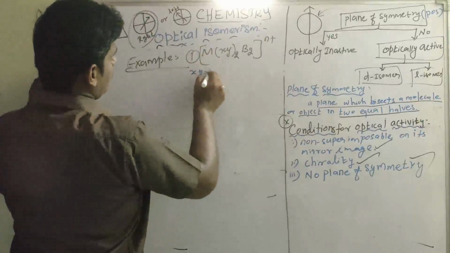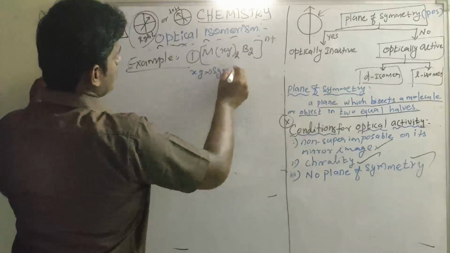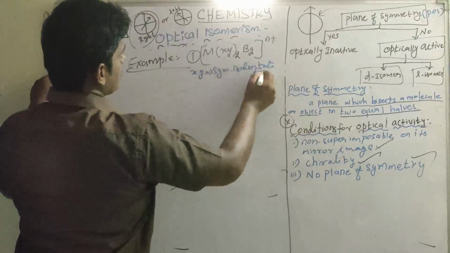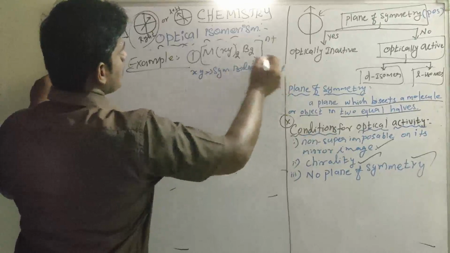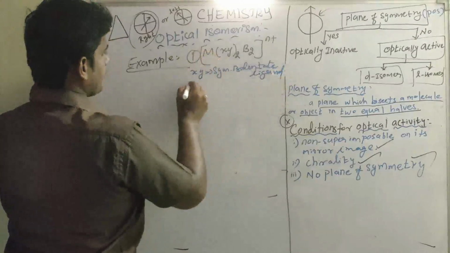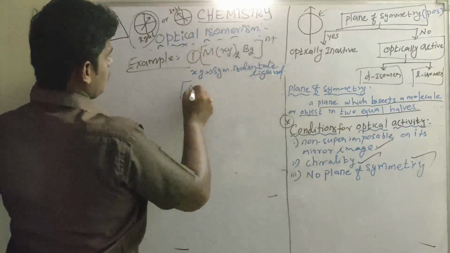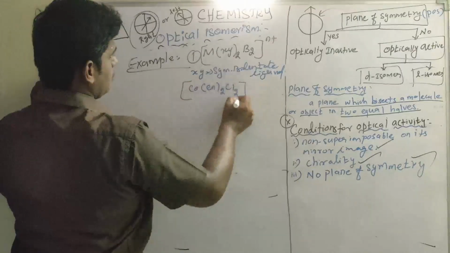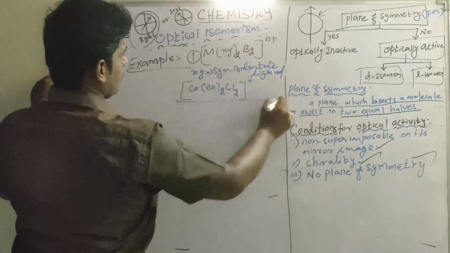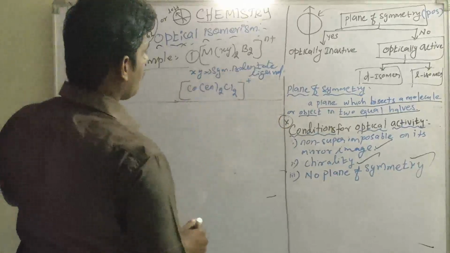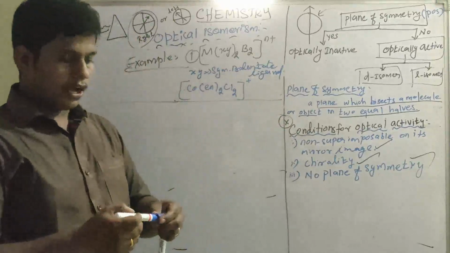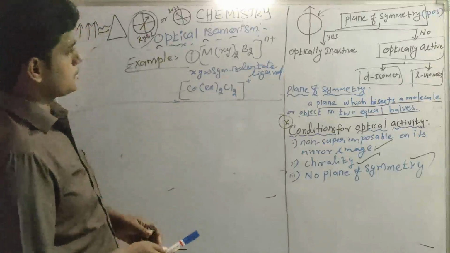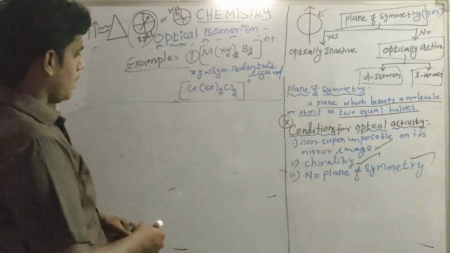X and Y are symmetrical bidentate ligands. An example of a symmetrical bidentate ligand complex is cobalt en twice Cl2 plus. So this complex exhibits optical isomerism. Co(en)2Cl2 exhibits optical isomerism.